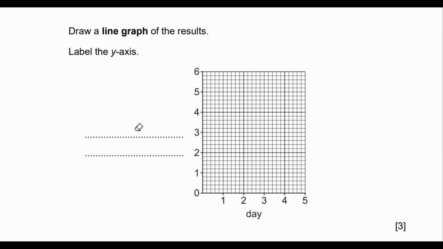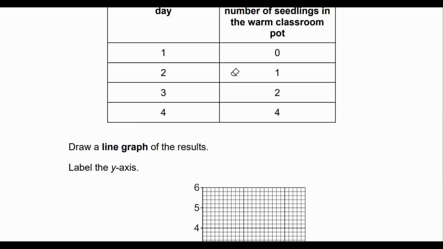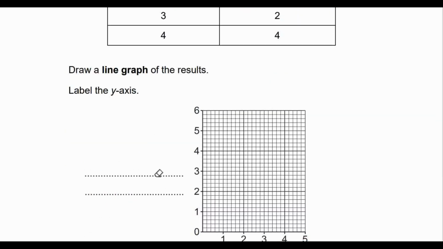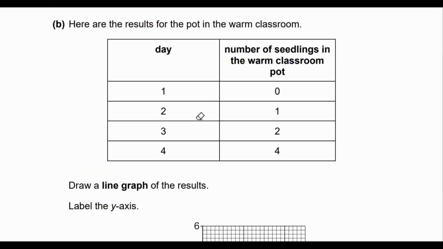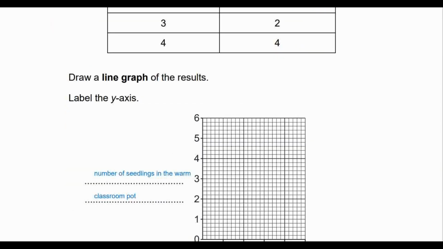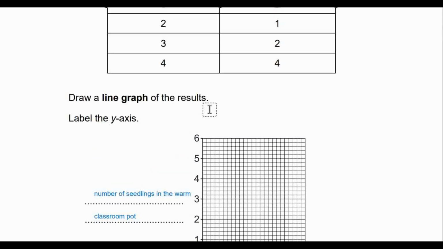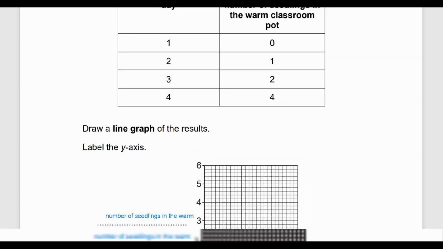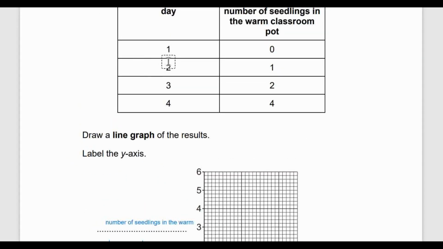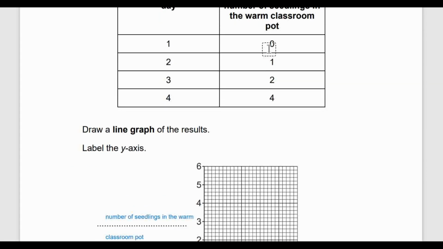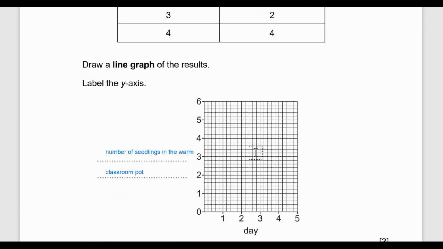So the y-axis will definitely be the number of seedlings in the warm classroom pot, and we just have to plot the data from the table. So we type the answer, number of seedlings in the warm classroom pot, as the label for the y-axis. Now let's plot the diagram. Let's make it a bit smaller. So day 1 is 0, number of seedlings 0. So let's plot that one.